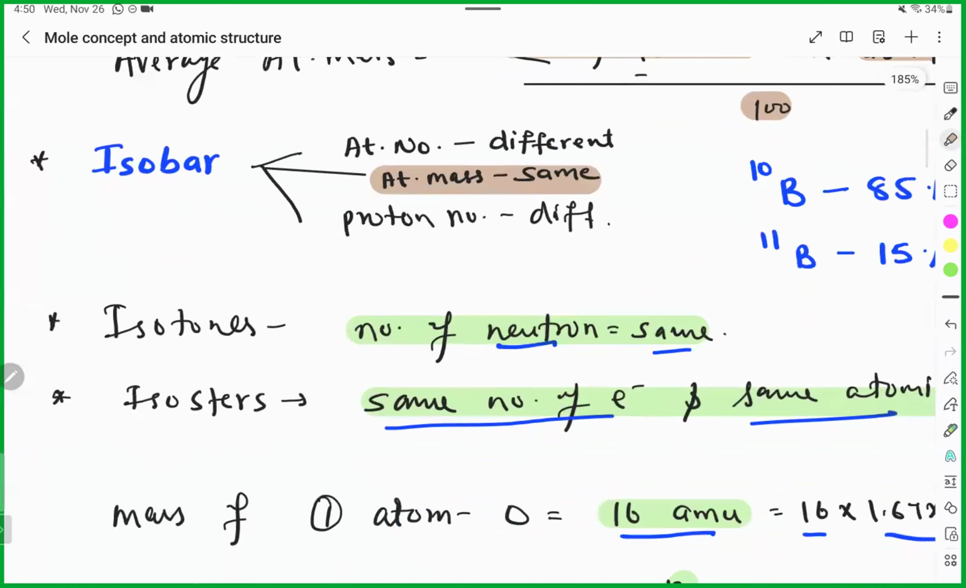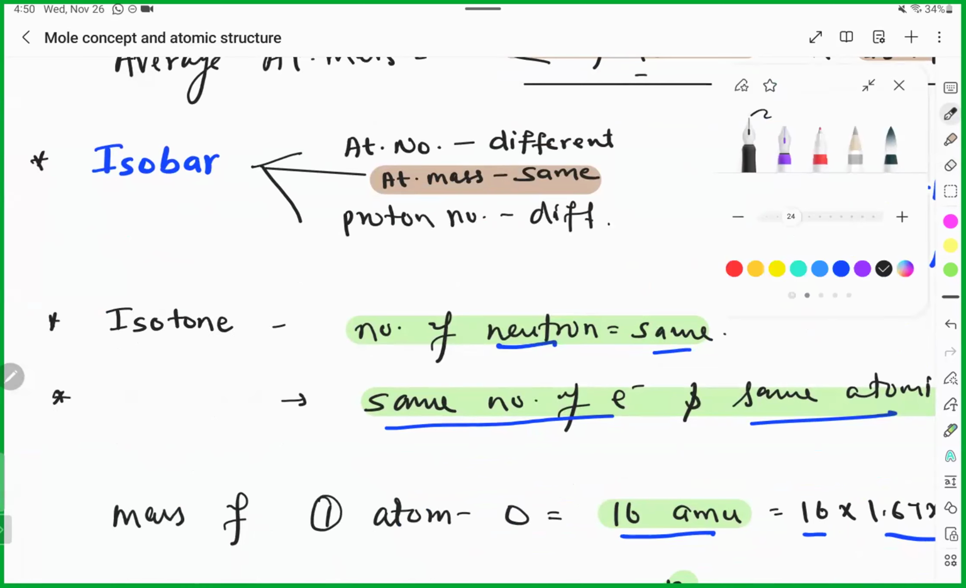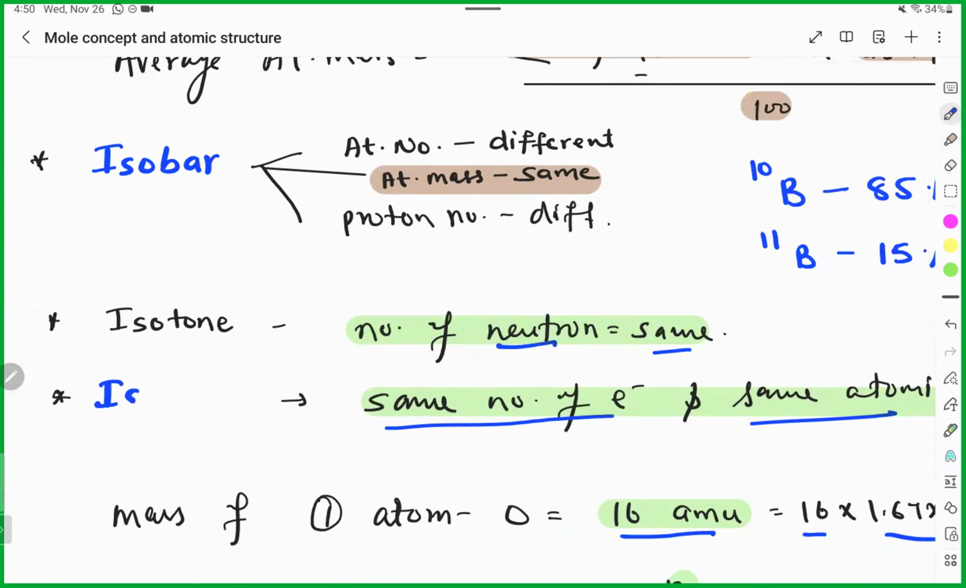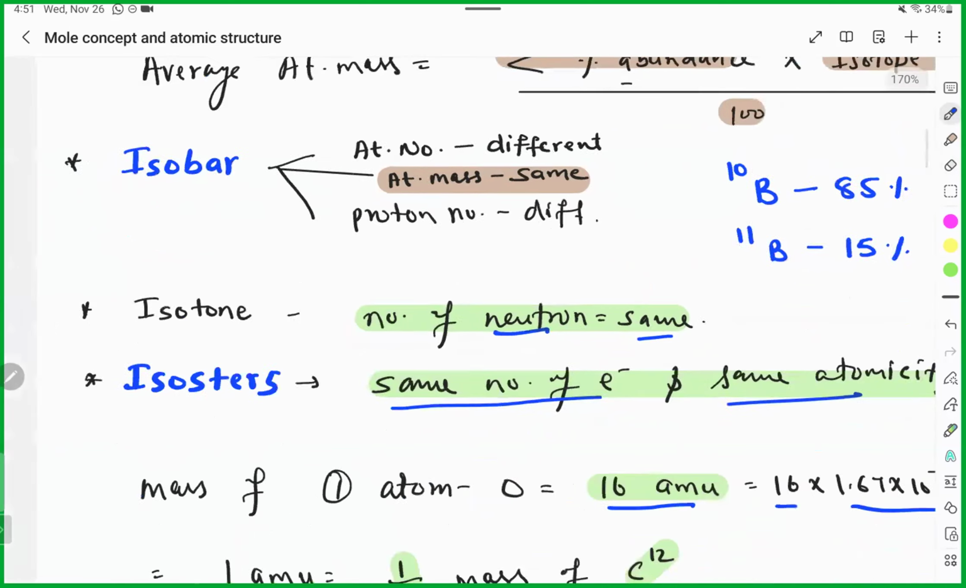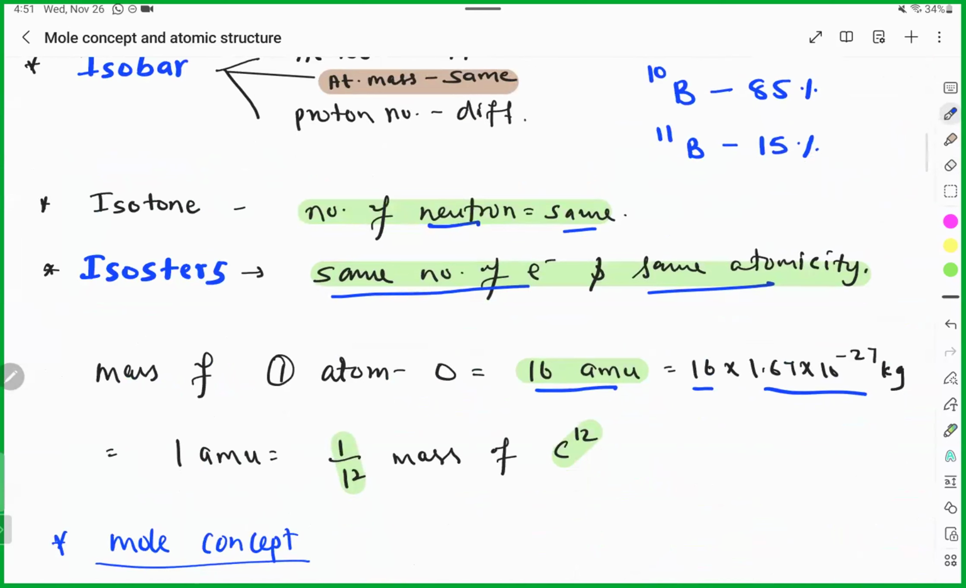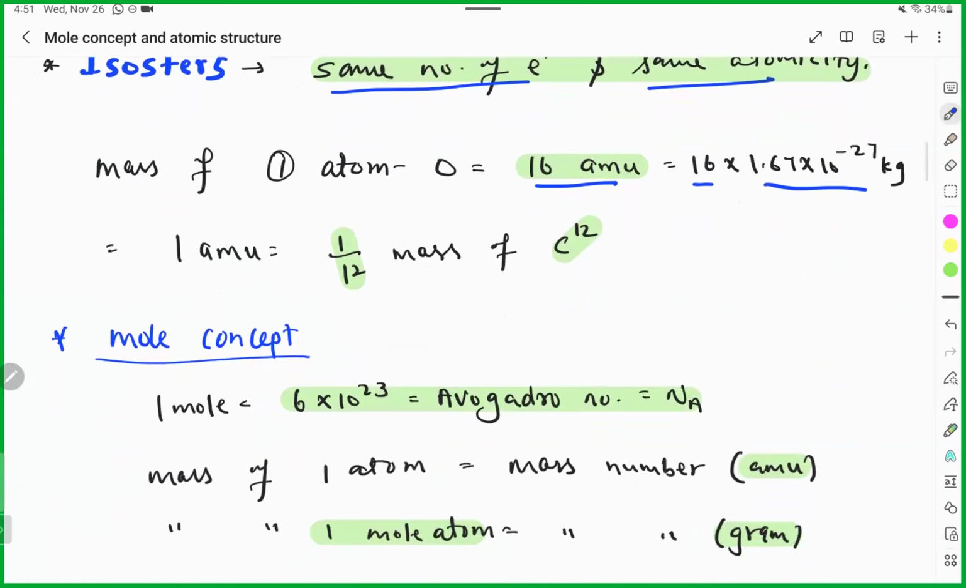Okay. And what is isotone, Pratigya? Same number of neutrons. Barinder, what is isostere? Atoms that have the same atomicity and the same number of electrons. Same atomicity and same number of electrons, isostere.